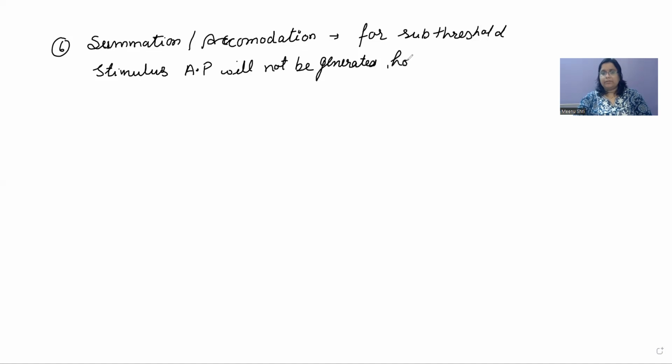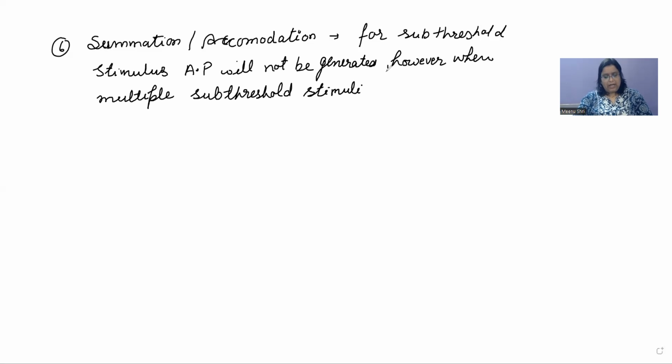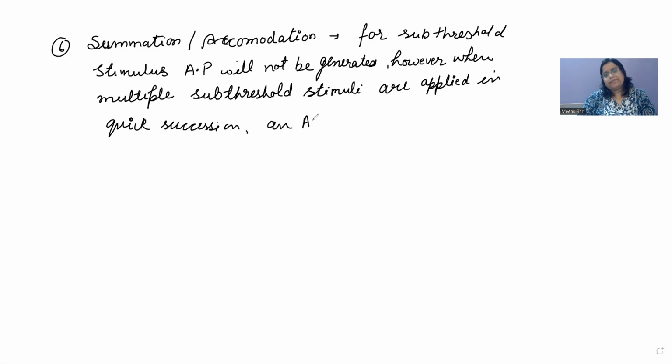But however, when multiple sub-threshold stimuli are applied in quick succession, an action potential is generated. So these are the qualities or characteristics or properties of the neuron.